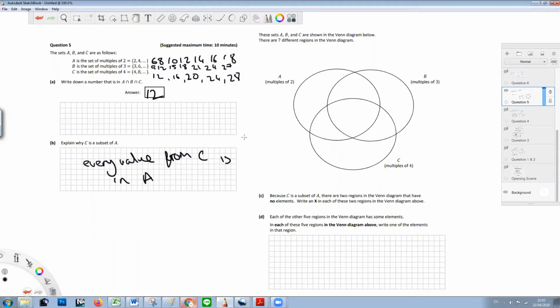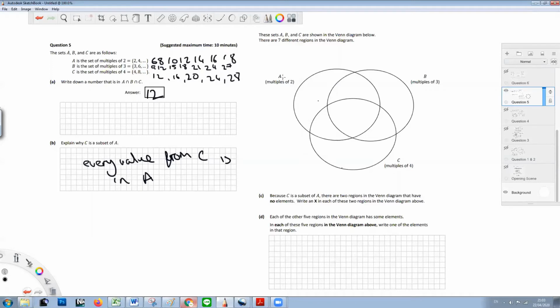All right, these sets A, B, and C are shown in the Venn diagram. There are 7 regions in the Venn diagram. Because C is a subset of A, there are 2 regions in the Venn diagram that have no elements. Write an X in each of these 2 regions in the Venn diagram.